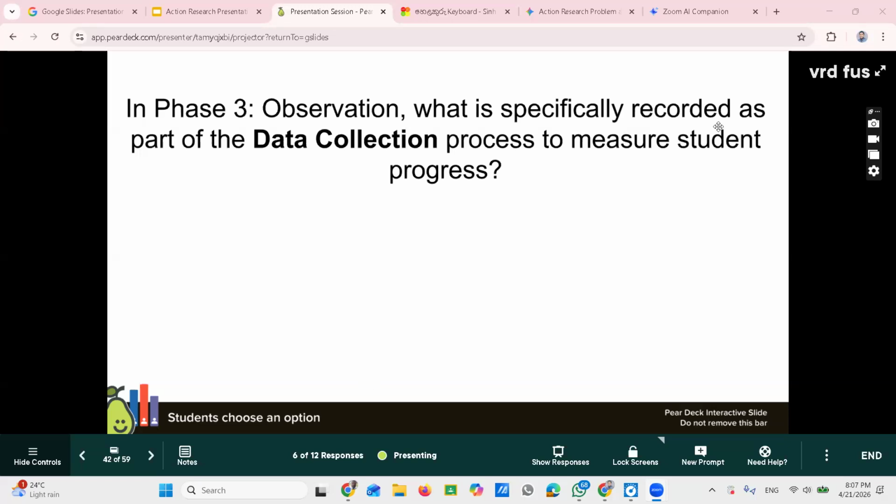Observation: what is specifically recorded as part of the data collection process to measure student progress?